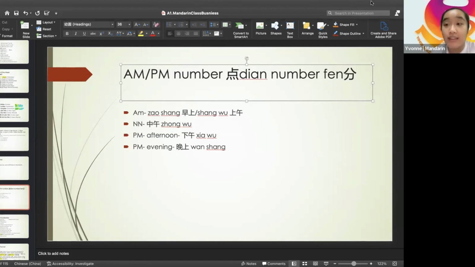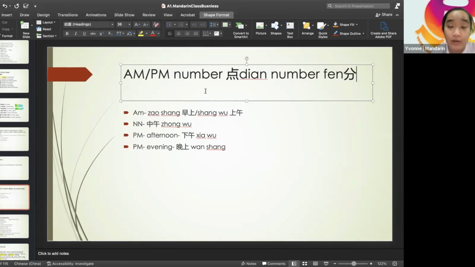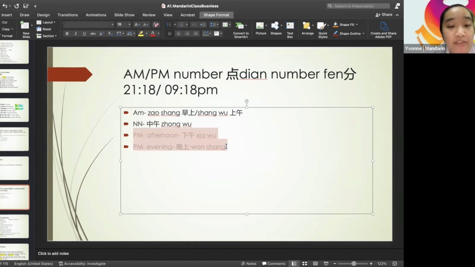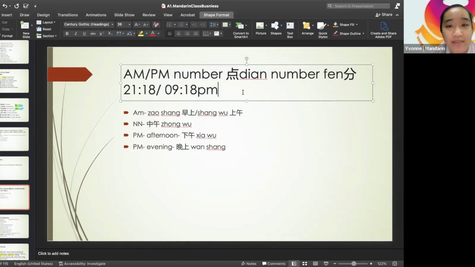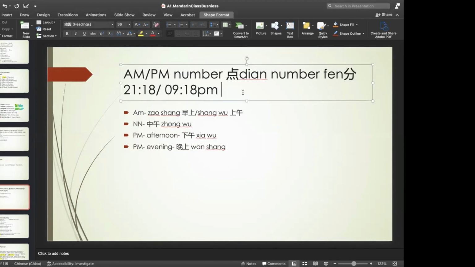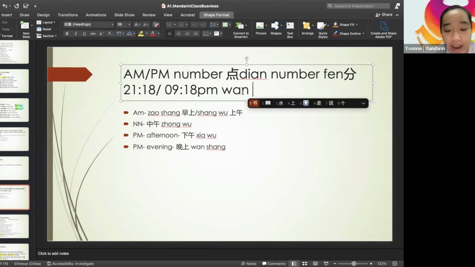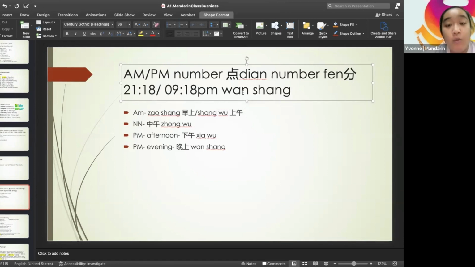Okay, so now the time is 21:18. Okay, 21:18 or 08:18. No, 09:18, sorry, PM. This is the time right now. So let's do the conversion. So let's start with PM. So now, which one should we use? The afternoon or the evening? Which one? 晚上. Very good. 晚上. 晚上. Very, very good. All three of you got it. 晚上. Okay.